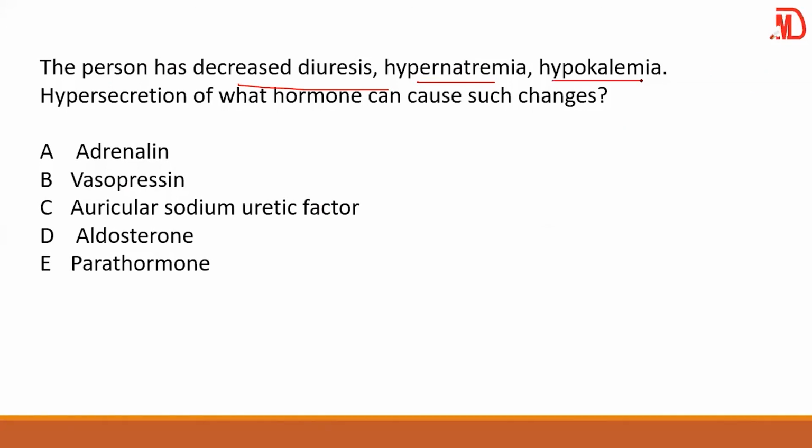There's hypokalemia. And you know that if aldosterone levels are high, kalemia will move in the opposite direction. That's why potassium is being lost, and hence hypokalemia. So what hormone is being secreted? Again, we are dealing with aldosterone. So the answer is D, aldosterone.